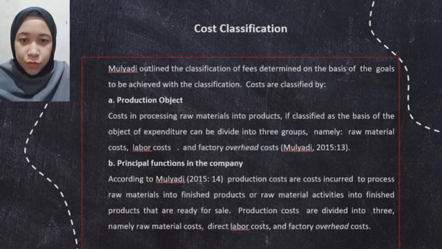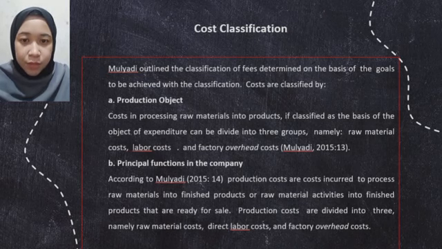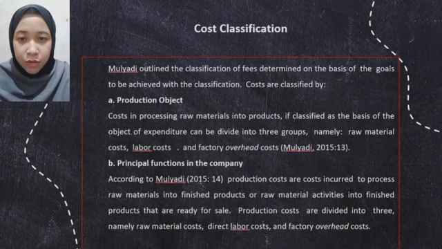2. Principal function in the company. According to Mulyadi, production costs are costs incurred to process raw material into finished products or raw material activities to finished products that are ready for sale. Production costs are divided into three, namely raw material costs, direct labor costs, and factory overhead costs.